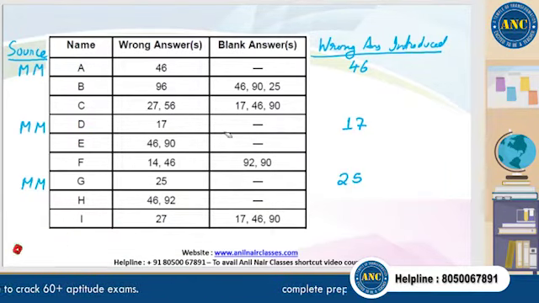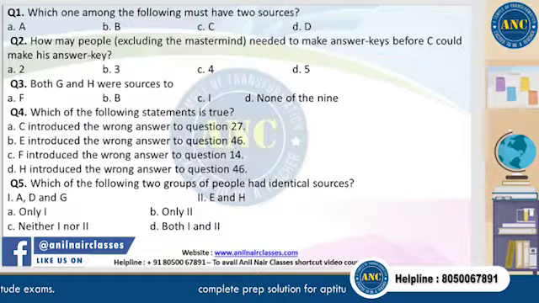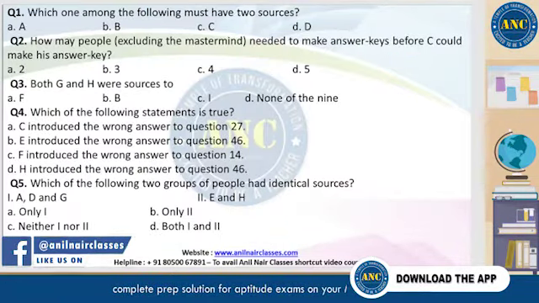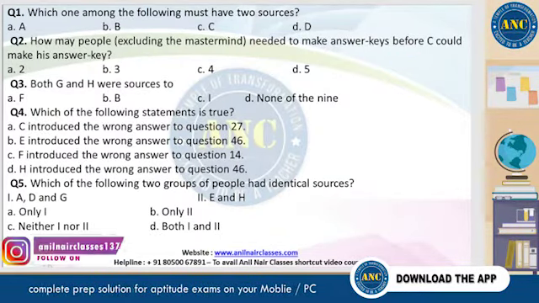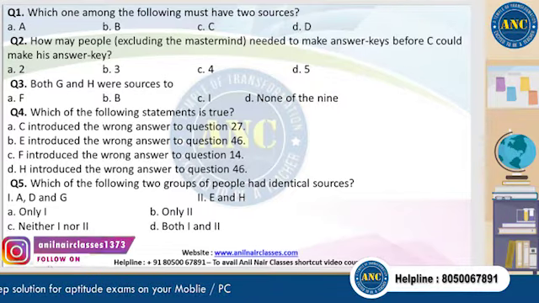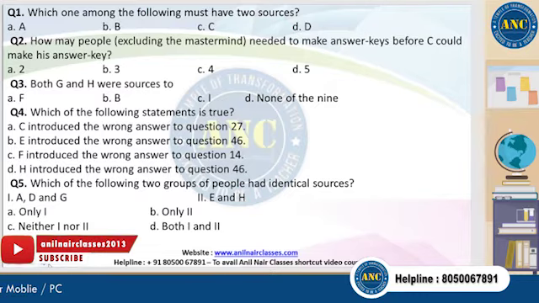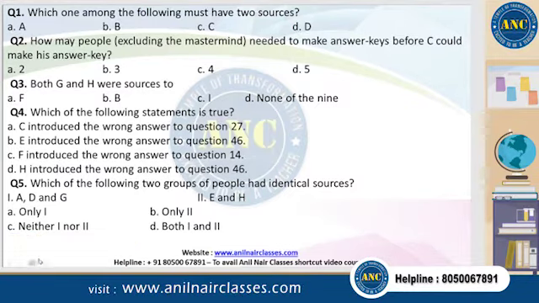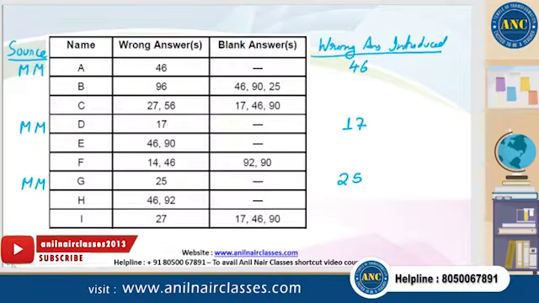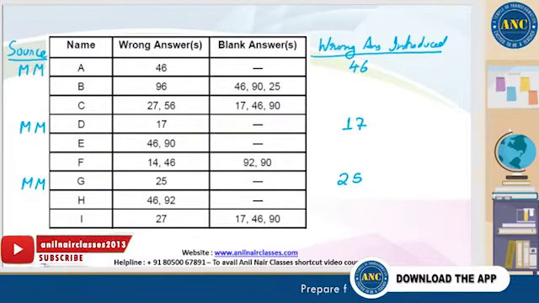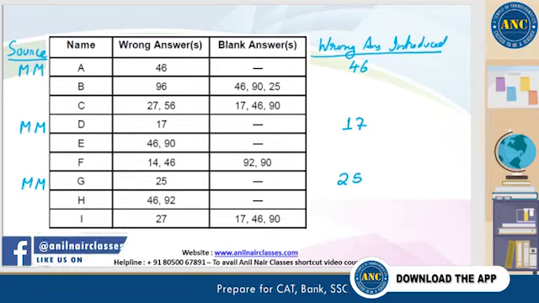I hope there are some questions based on this. We'll just have a look. So, whom among the following must have two sources? How many people, excluding the mastermind? Are both G and H sources? Which of the following two groups of people had identical sources? A, D, and G, as of now, have identical sources. E and H we'll have to check. A, D, and G all copied from the mastermind. So it has not completely helped us, but fine.